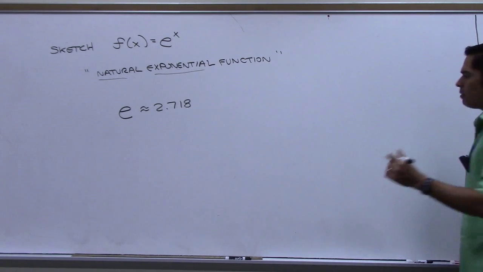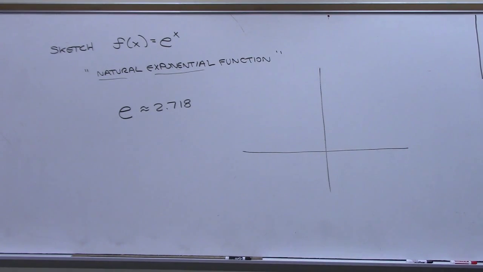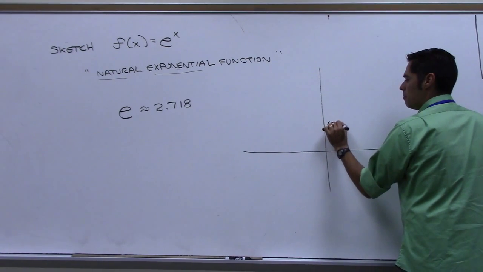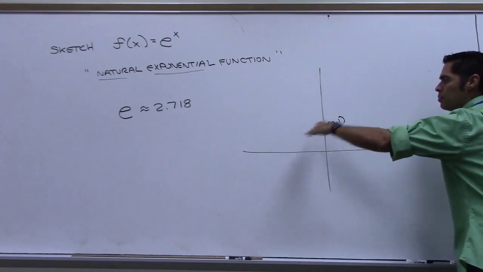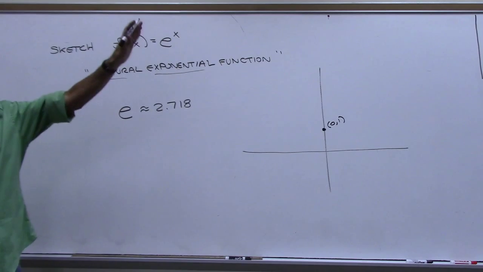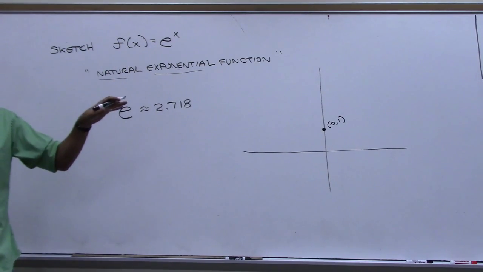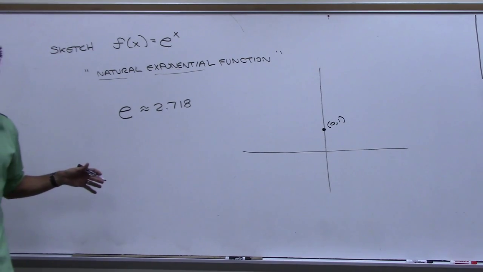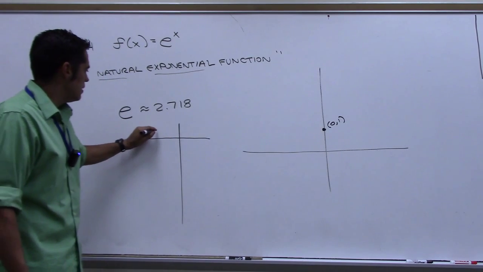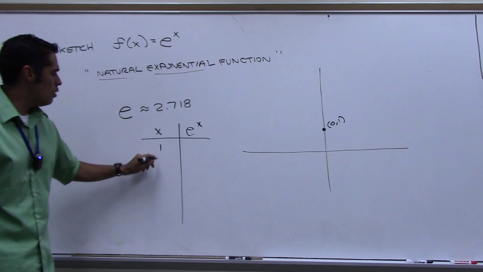All right, what does this look like? What can you tell me just right off the bat? It's increasing, right? It's exponential growth. We know it goes through 0, 1. And it goes this way. We know it goes this way because e is 2.718. That's bigger than 1, so we're guaranteed the exponential growth. The only other way you can figure out other points on the graph is to plug it in and make a t-table. So let's make a very quick t-table. This is x, this is e to the x. So you need your calculator for this. We're going to plug in 1, 2, and 3.